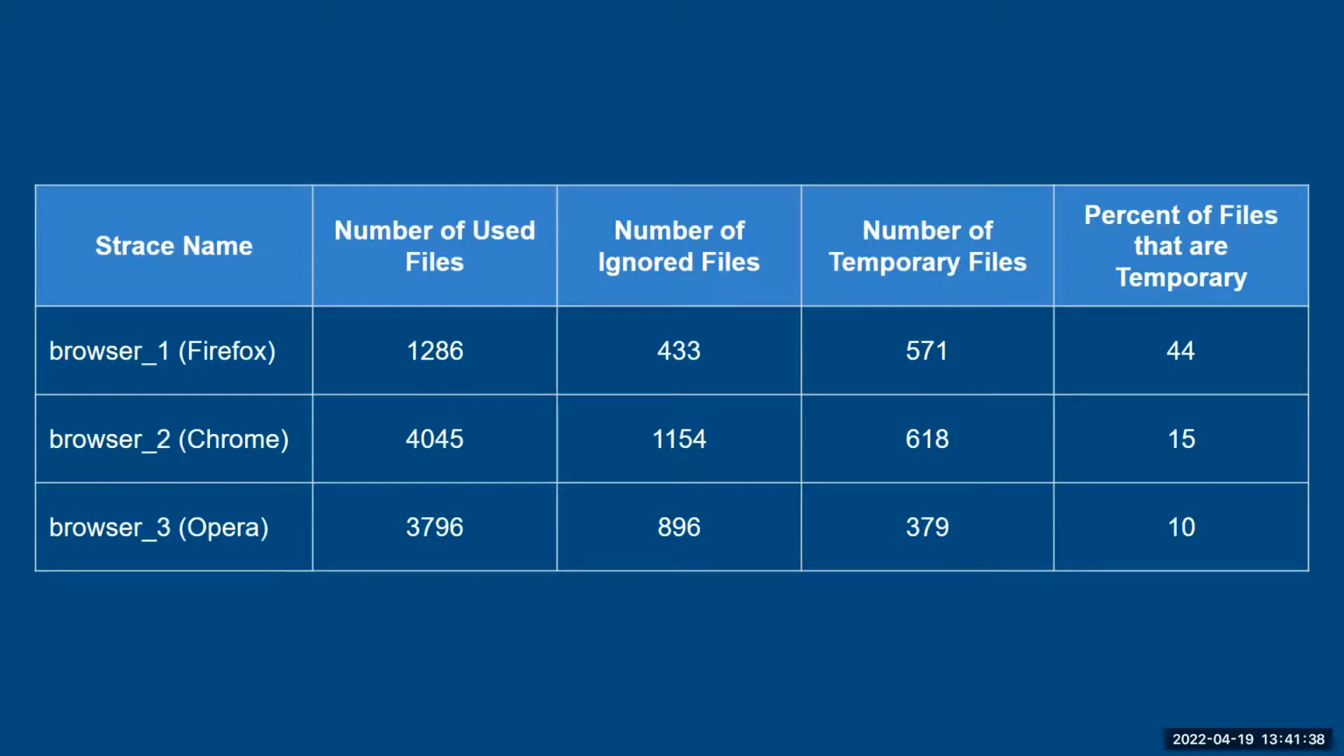Now, this table consists of data traces from the browsers Firefox, Chrome, and Opera. Their numbers are much higher than those of makefile traces. Browsers seem to have a high number of used files. Opera and Chrome use more files, but Firefox has a higher percentage of temporary files. The number of used files seems like it could correlate to the amount of activity going on in the browser.